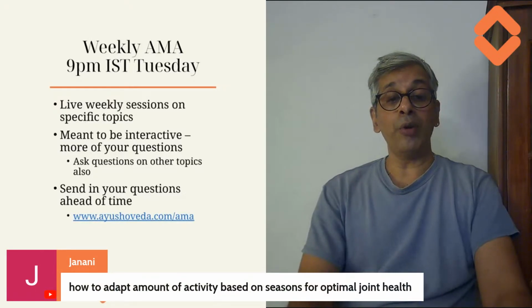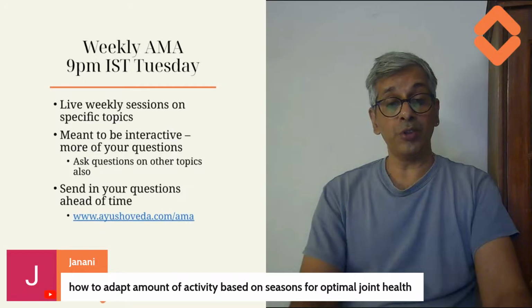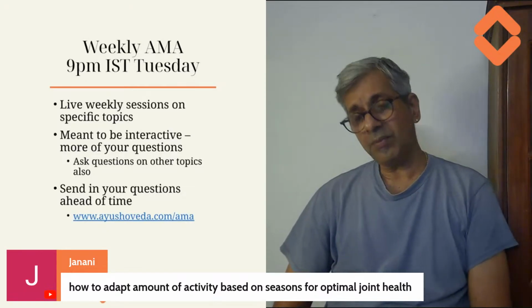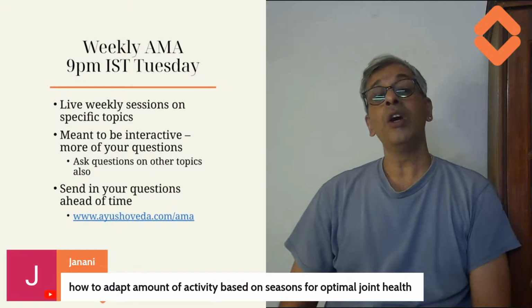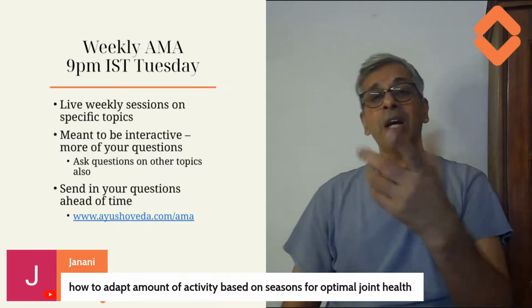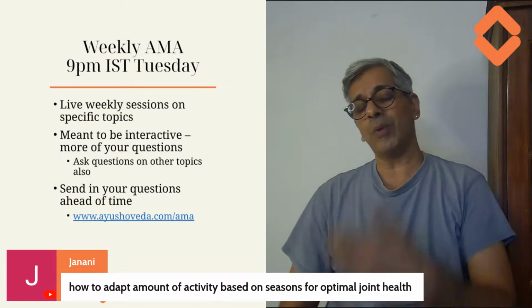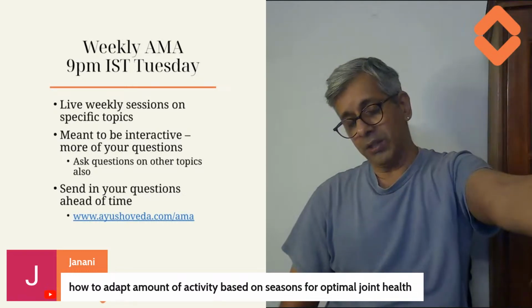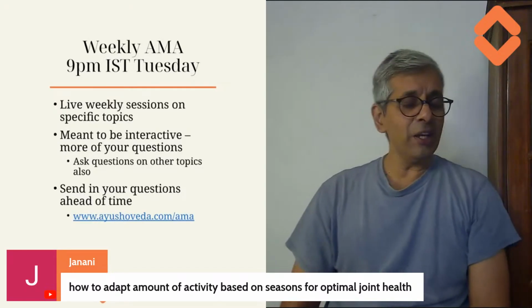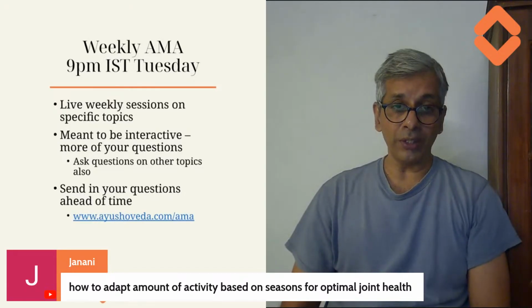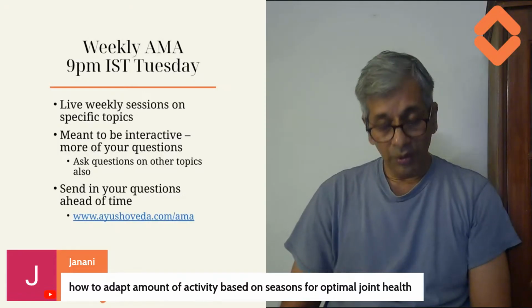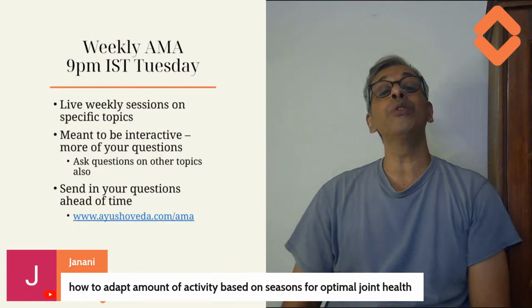How to adapt the amount of activity based on seasons for optimal joint health? When the season is hot, naturally the amount of exercise you do should go down. We have got Adana kala and Visarga kala. Adana kala is when you start losing energy, and Visarga kala is when you start getting energy. So either way, you are using only half your energy. In the hotter seasons, your energy is low, so the amount of exercise you can do is also low.